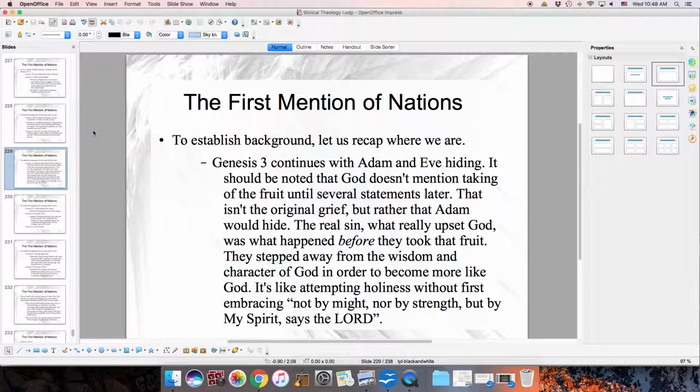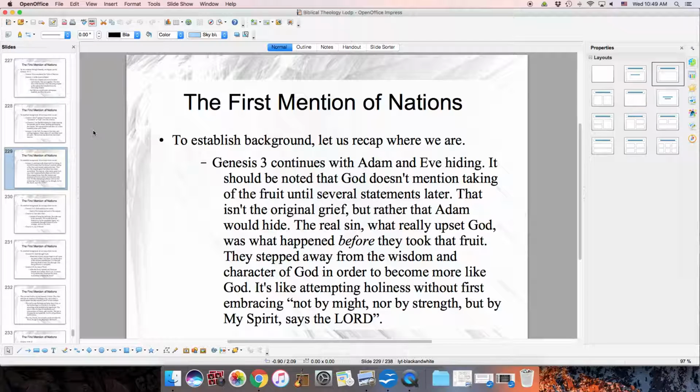Instead, what God really gets upset about, and what God really is trying to get Adam to realize, you've never hidden from me before. Why are you suddenly hiding from me? The real sin, what really upset God, is what happened before they took that fruit. That there was somehow a disconnect from God. There was somehow a turning away. It wasn't the taking of the fruit itself. It was what happened in the mind and in the heart before that led to taking the fruit. They stepped away from the wisdom and character of God in order to become more like God. Do you see the problem?